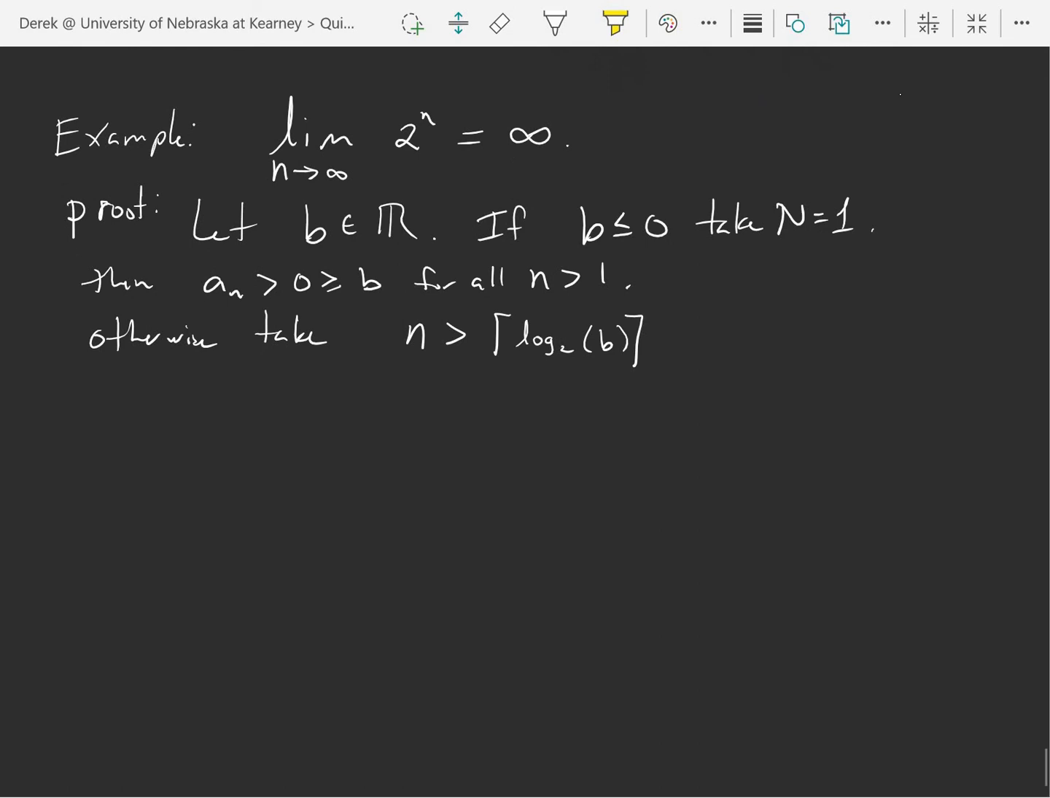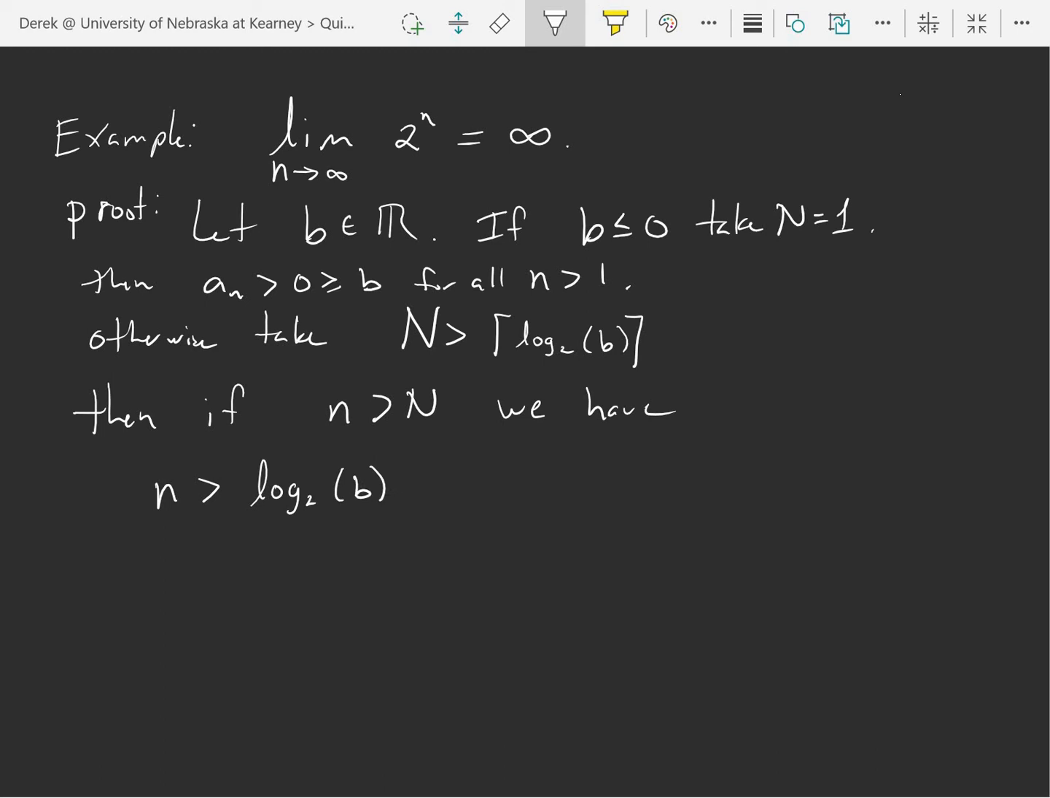Okay. So if I do this, I probably want a capital N here. Sorry. Then if n is bigger than N, we have n is bigger than log base 2 of b, which now I'll just exponentiate both sides. Exponential functions are monotonic, which tells me 2 to the n is bigger than b, which we wanted. Okay. So if I want to be beyond b, I have to go out log base 2 of b spots in the sequence, and then the sequence will always be bigger than b.